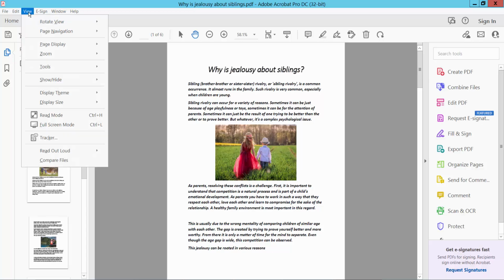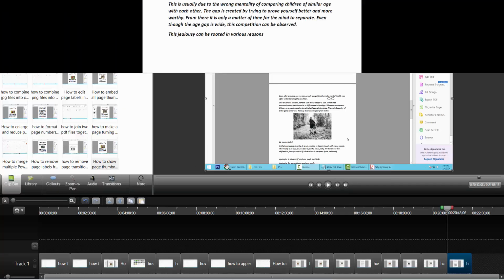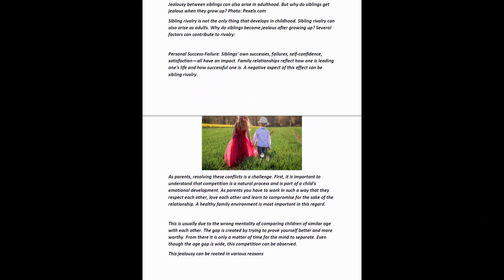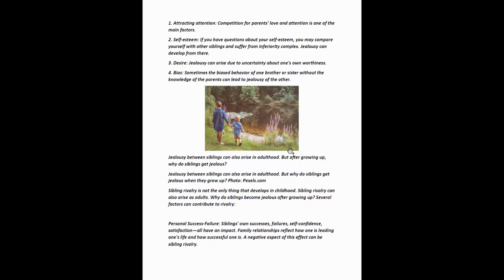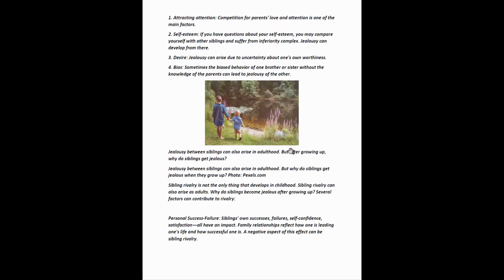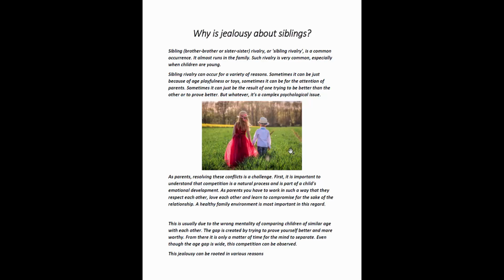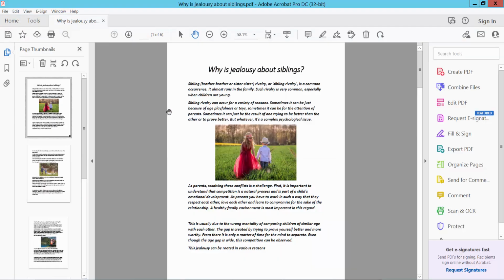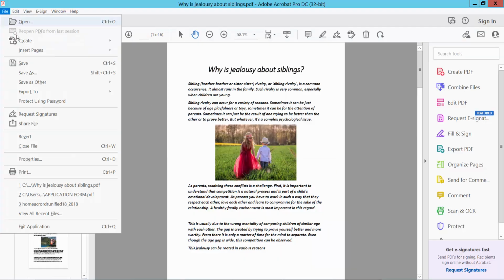Now select the View option and select Full Screen mode. See this: the first two pages have the forward transition and the other pages have no transition, only the first two pages. And finally select the File option and save or save as a PDF file.